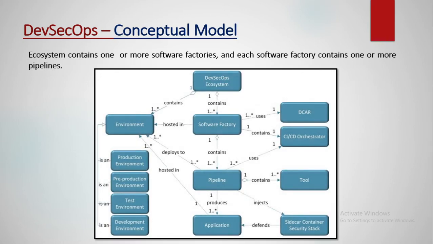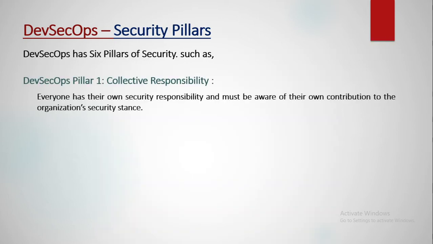Considering the conceptual model, DevSecOps contains one or more software factories, and each software factory contains one or more pipelines. This diagram shows each software factory contains only one continuous integration and one continuous development orchestrator. Okay, that's all about the conceptual model of DevSecOps. We will move to the next slide.